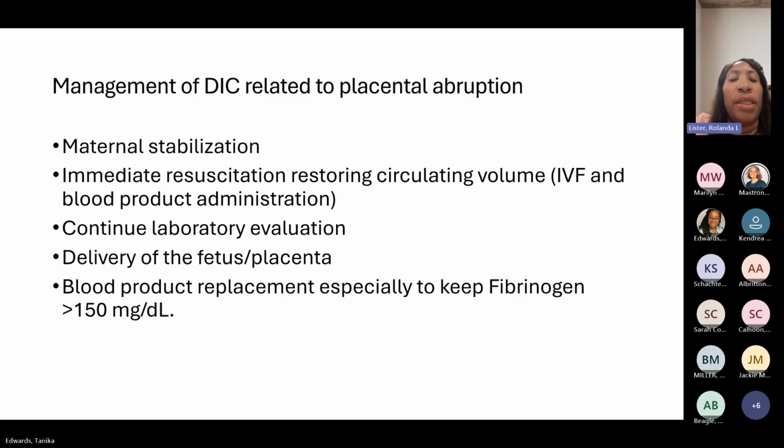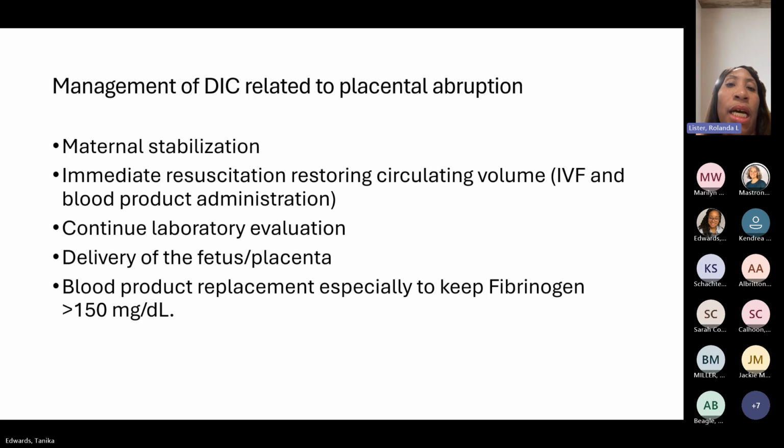So, what is our management? Essentially, you want to make sure that both the mom and the baby are stable. Believe it or not, there's a lot of redundancy in the placenta, so even up to half of it can be abrupted and this baby can still get perfusion. But if the placental abruption threatens the stability of the mother and leads to DIC, that is an indication for immediate delivery of the fetus and the placenta.